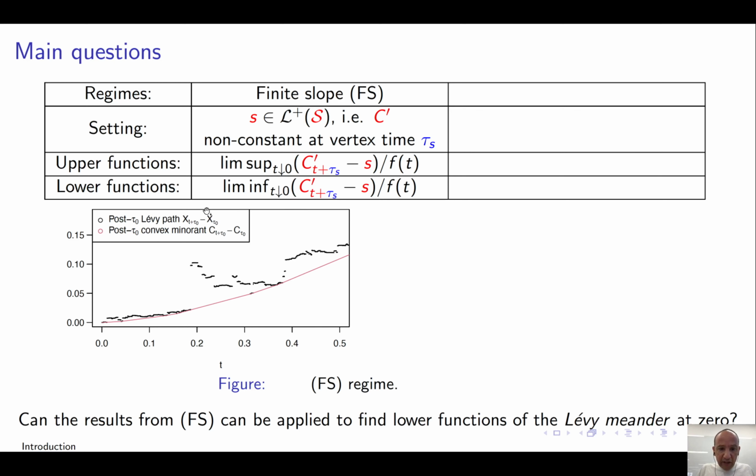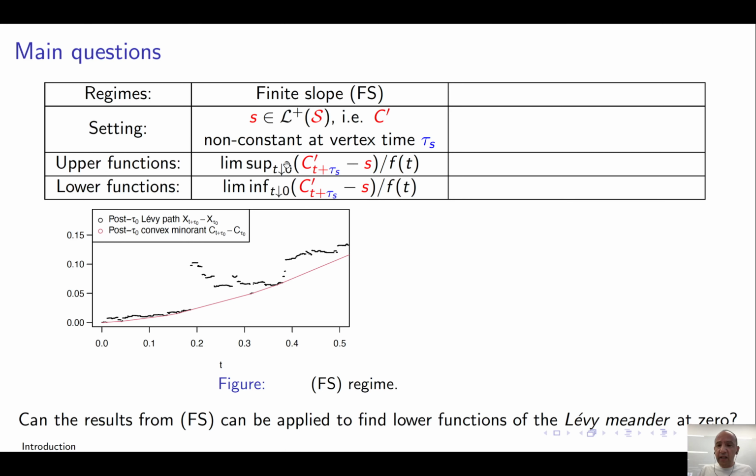This is the sort of picture this corresponds to, right? Everything is shifted to zero. I look at the process started at this vertex time, which is tau naught in this case, and zero is in this L plus of S. So S, and I want to understand how the growth happens. Understanding that will give me some new information also about Lévy meanders, which I will describe later.